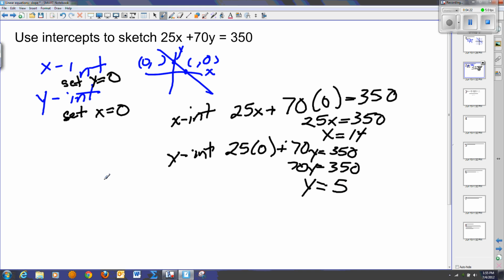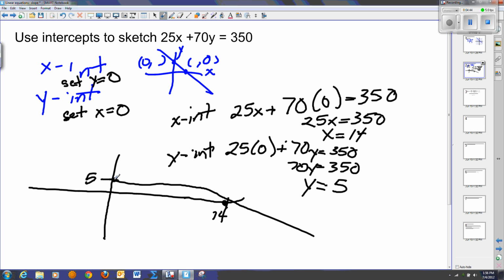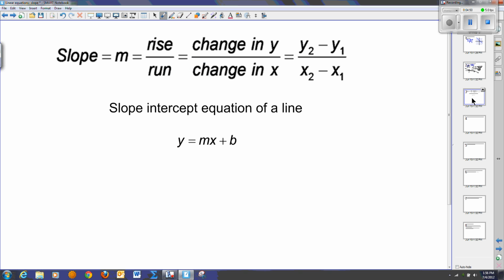Sketching a graph of this, and I'll do it just very roughly. My y value is 5. My x value is way out here at 14. Put a dot on each of those, and draw a line going through those two points. Wish it were straight, but so be it. Moving to the next example.